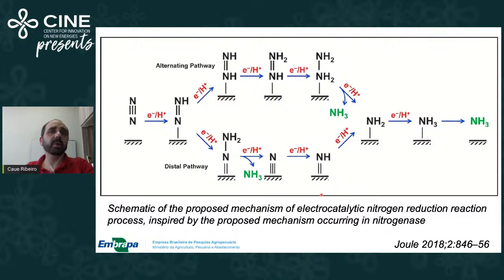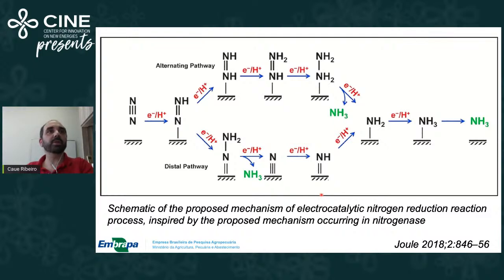is giving some alternatives to make the fixation of this molecule over the surface. And we have had some advances in the last 5 years in this topic. But I want to remind you that this topic is not new at all.